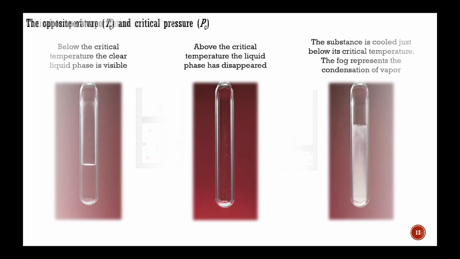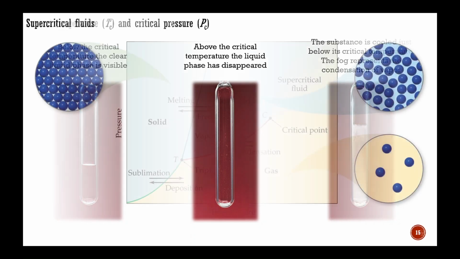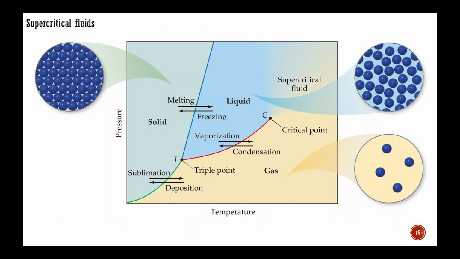You should also know that every substance has a critical temperature above which its gas phase cannot be liquefied, no matter how great the applied pressure. Critical pressure is the minimum pressure that must be applied to liquefy a substance at its critical temperature. At temperatures above the critical temperature, there is no fundamental distinction between a liquid and a gas. We simply have a fluid.